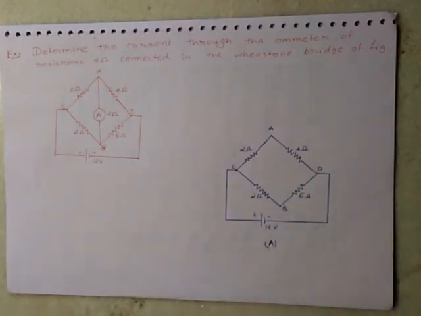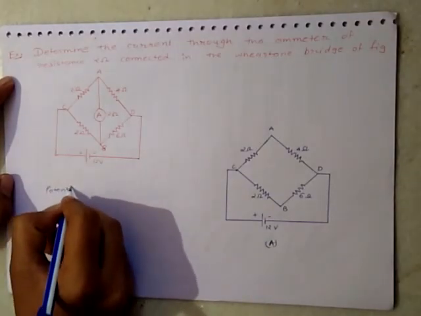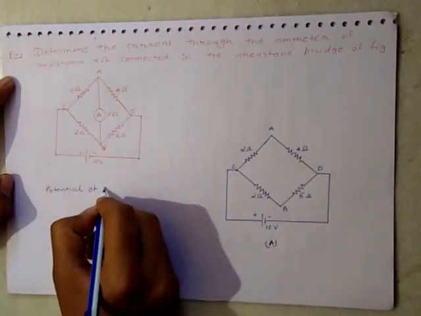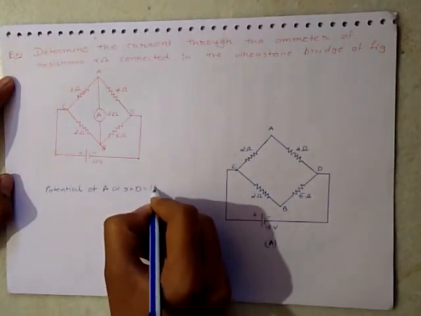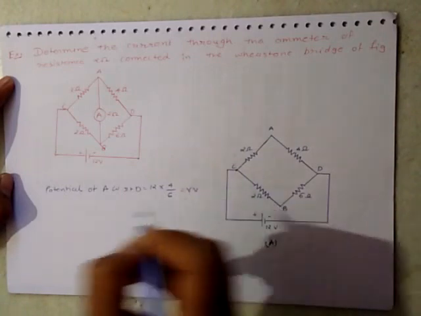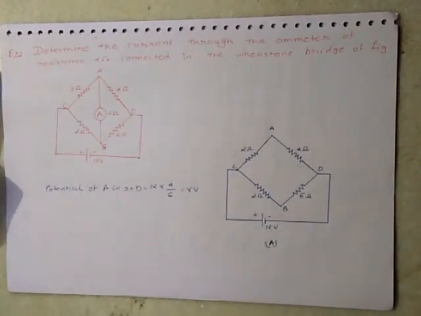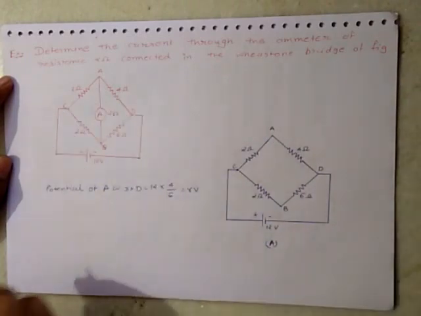Now we will determine the Thevenin equivalent voltage. For that, the potential of A with respect to D will be equal to 12 multiplied by 4 divided by 6, which is equal to 8 volt. Here 6 represents 4 plus 2.